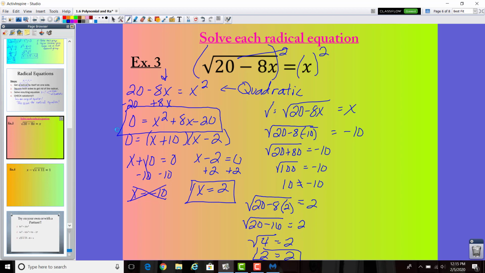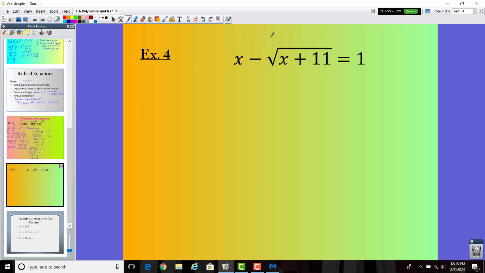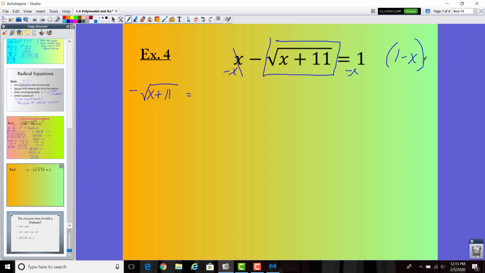Let's look at one more here. This one, here's my radical. It is not all alone, so I need to subtract this x. When I do that, I get negative square root of x plus 11 equals 1 minus x. But when we're talking about expressions with variables and numbers, we always want the variable to be first. So this minus x, I'm going to move in front, the positive 1 behind it.